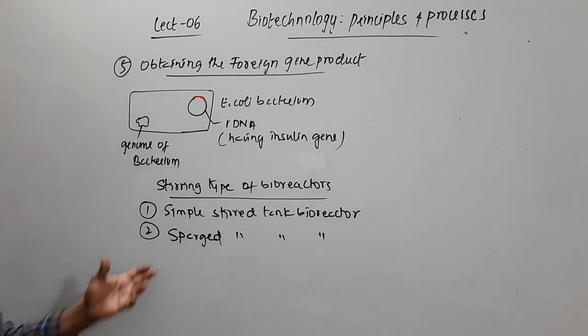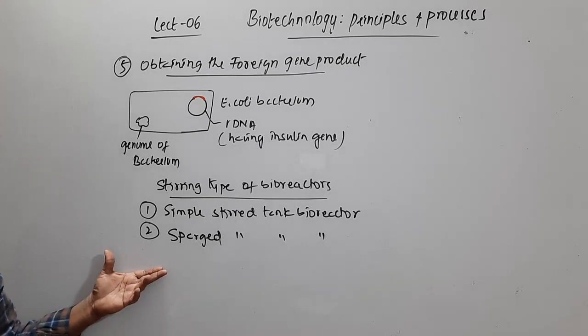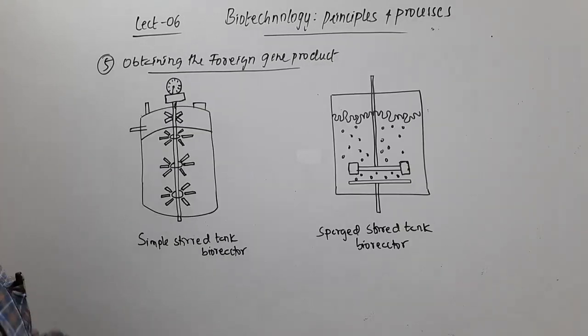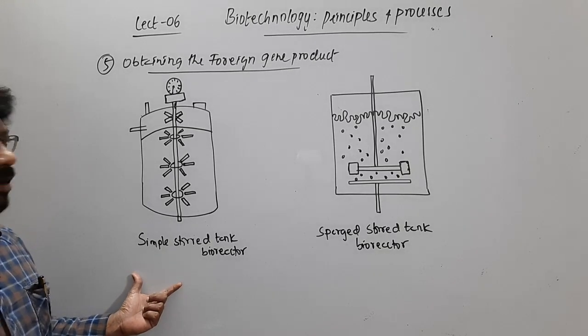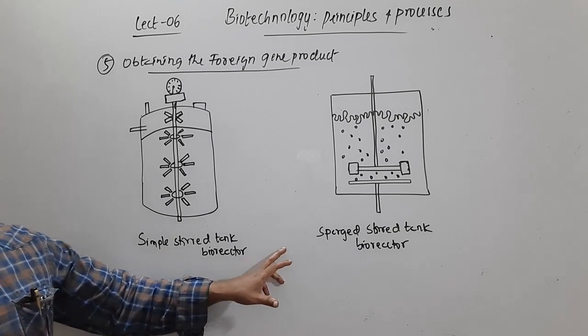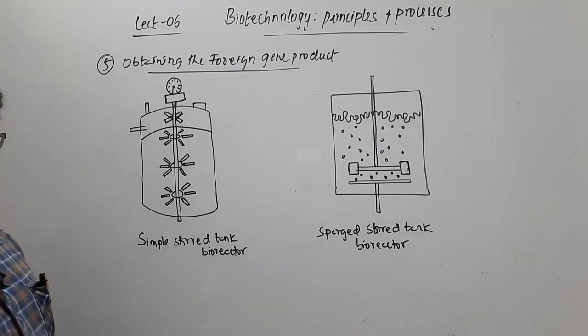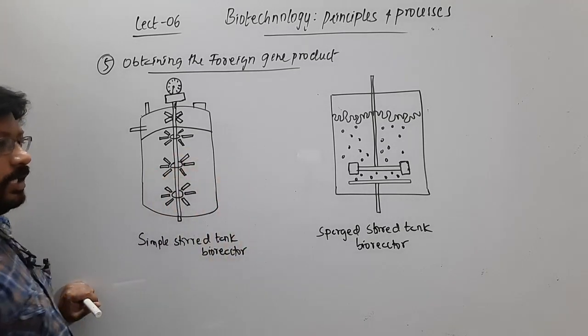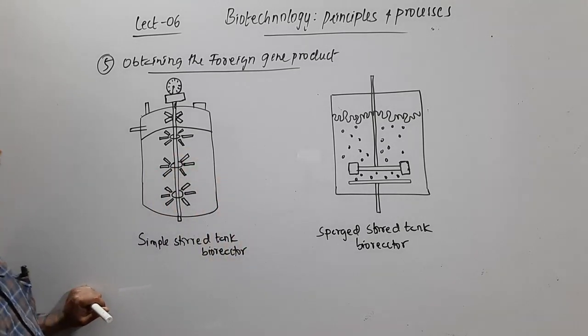First we'll see the diagrams of these two, simple and sparged, and later we'll see further explanation on them. These are the two types of bioreactors, the simple stir tank bioreactor and the sparged stir tank bioreactor. Stirring is common in these two types of bioreactors.